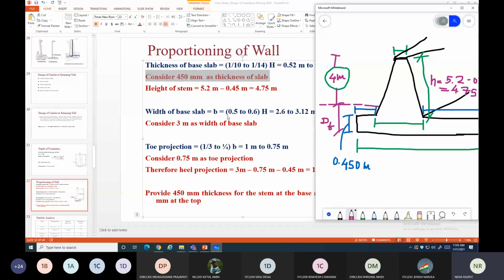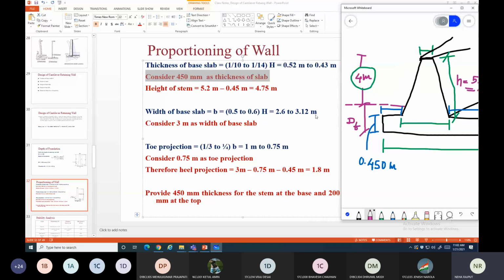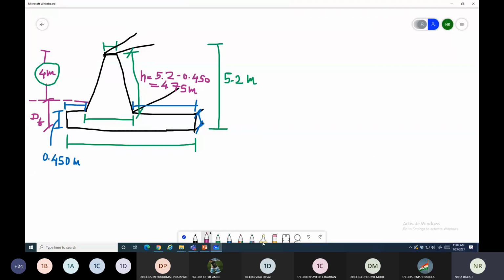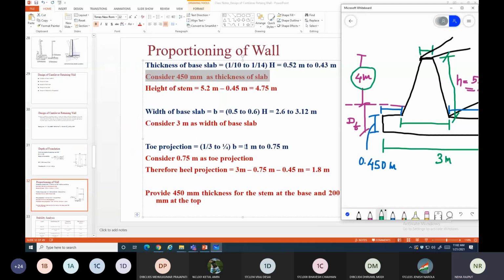So that is 0.5 to 0.6 of capital H. So that ranges are 2.6 to 3.12 meter. So you can take any of the intermediate value. So I am assuming 3 meter as width of the base slab. So here I have 3 meter width of the base slab.